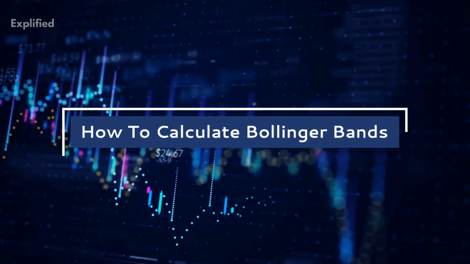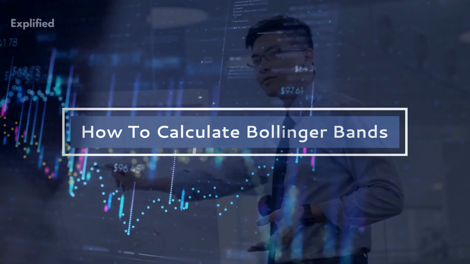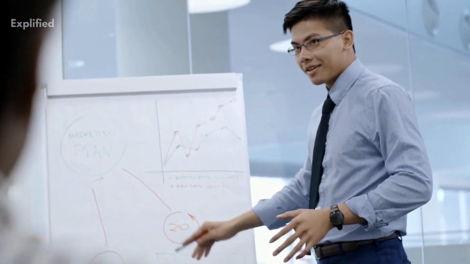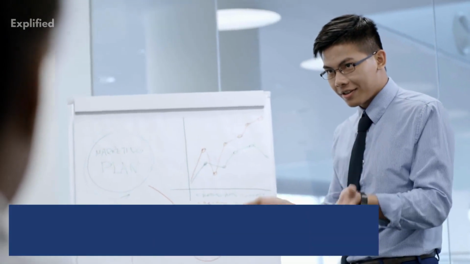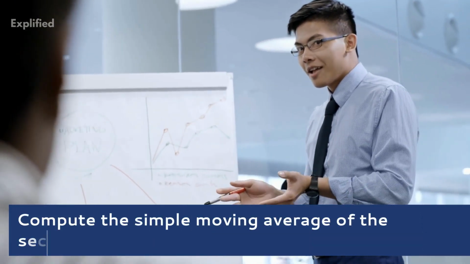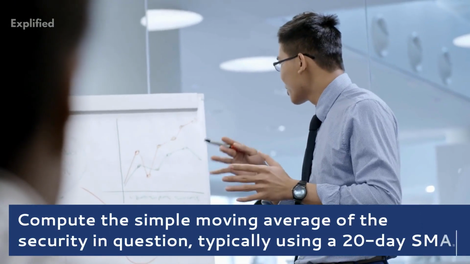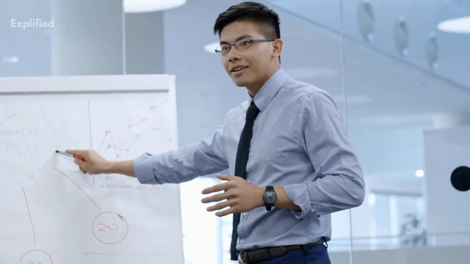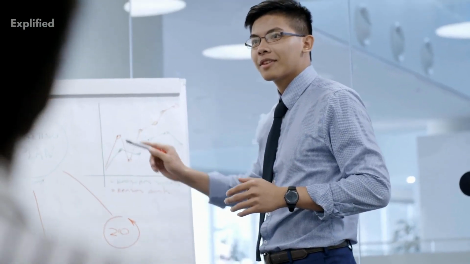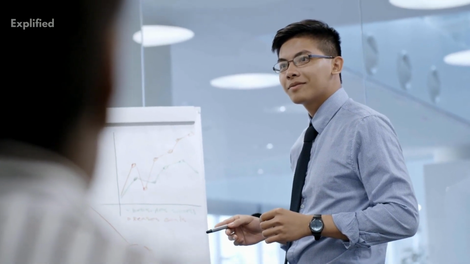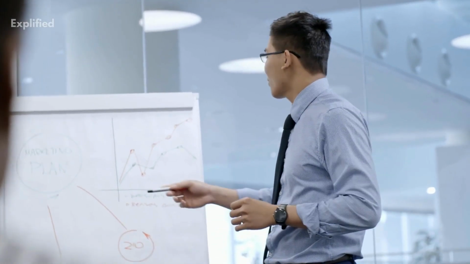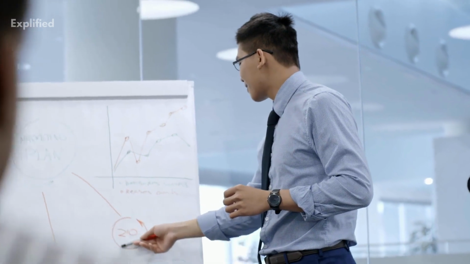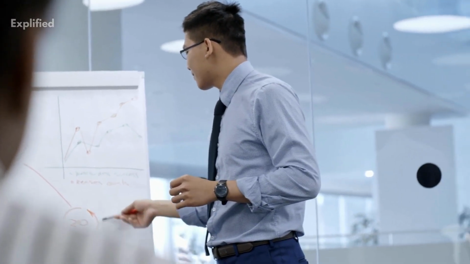How to calculate Bollinger Bands? The first step in calculating Bollinger Bands is to compute the simple moving average of the security in question, typically using a 20-day SMA. A 20-day moving average would average out the closing prices for the first 20 days as the first data point. The next data point would drop the earliest price and add the price on day 21 and take the average, and so on.